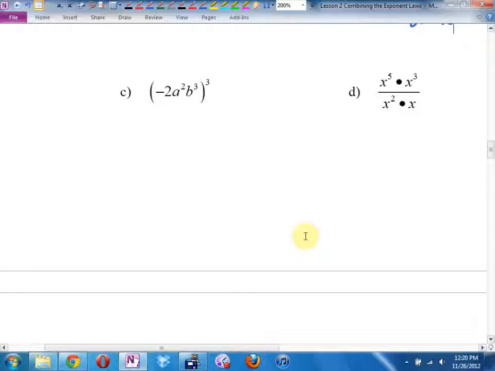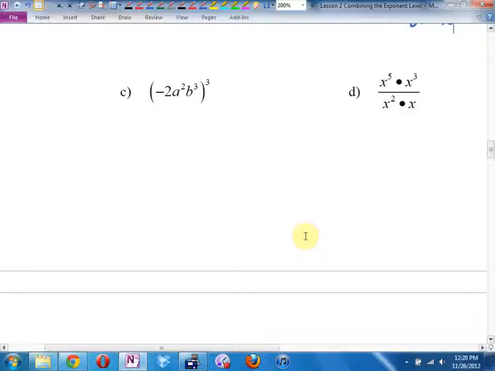Is there a power to a power? What's the first thing the exponent's going to go on? I'm going to give you a hint: not the 2, and not the A, and not the B. What's the first thing that 3 is going to go on? The negative. I'm going to deal with that first.